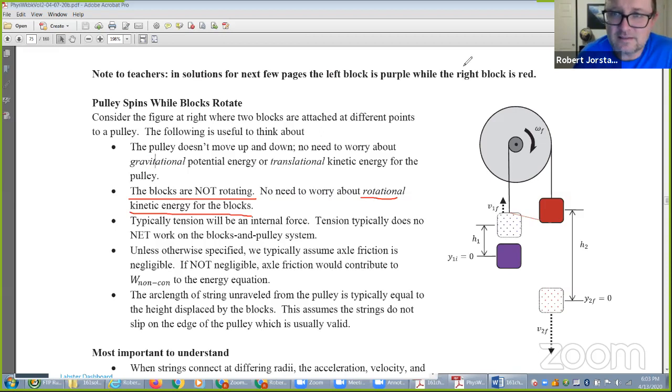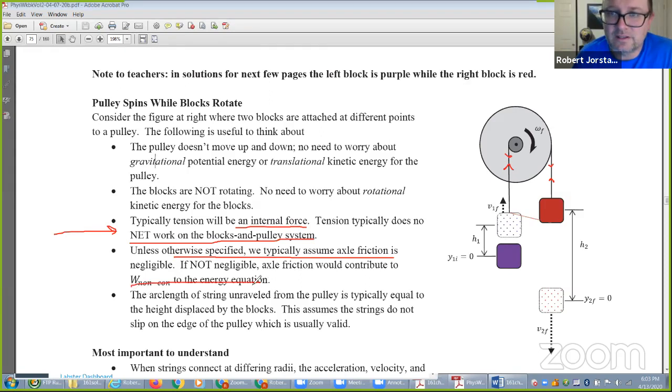In this case, and in most cases, we're up to this bullet now, there's tension in the string, but it's working upwards on the purple block and downwards on the pulley. Similarly, we get a tension that's upwards on the red block, but downwards on the pulley. So in this case, tension is an internal force. It does no net work. So that's cool. We don't need to worry about the tension in our energy equation. Unless otherwise specified, we're going to ignore axial friction.